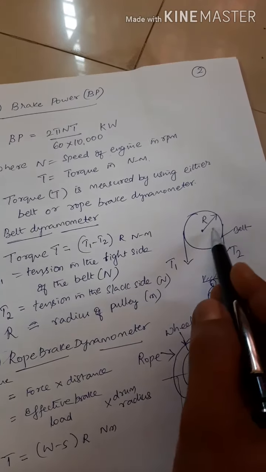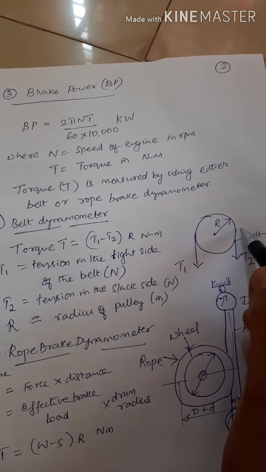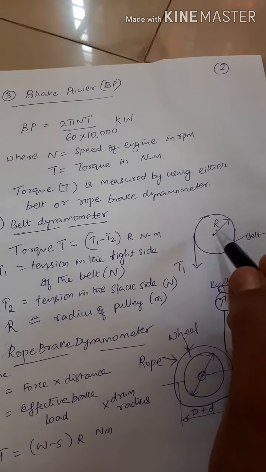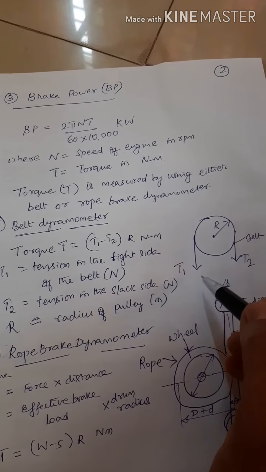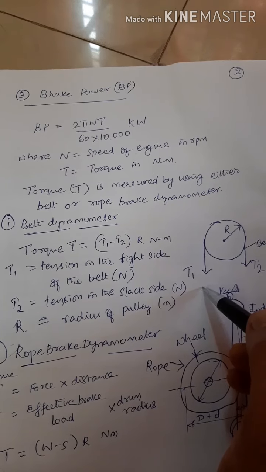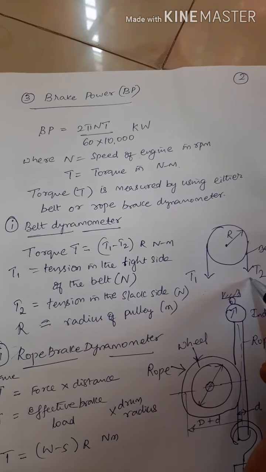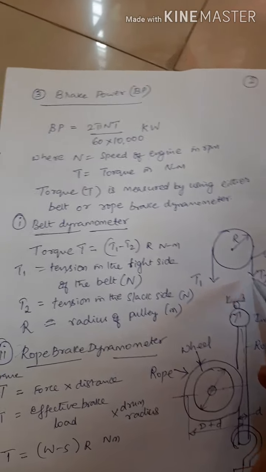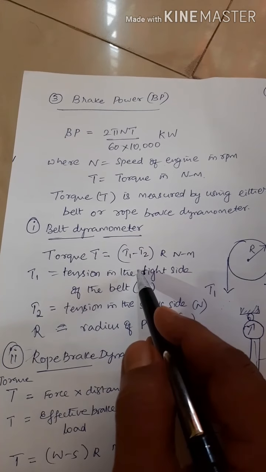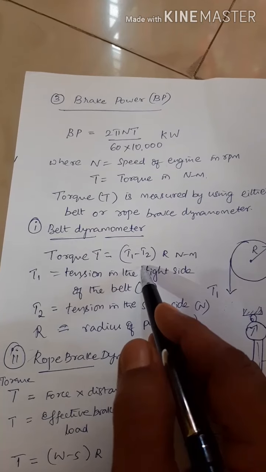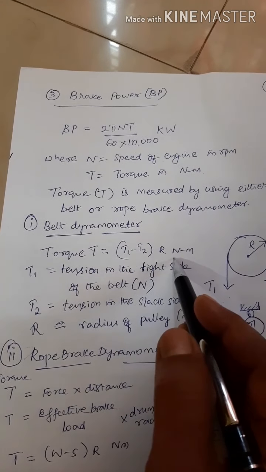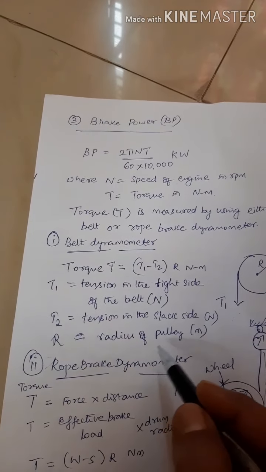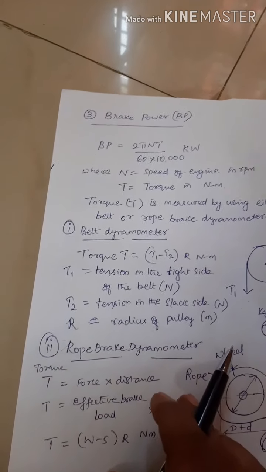This is the pulley, and R is the radius, and here is the belt. We have just tied a belt over the drum or pulley. T1 is the tension in the tight side of the belt, and T2 is the tension in the slack side. Slack means the loose side. So torque is calculated with this formula: if you use a belt dynamometer, T is equal to (T1 minus T2) into R. Newton meter is the unit for torque, and R is the radius of the pulley, measured in meters.